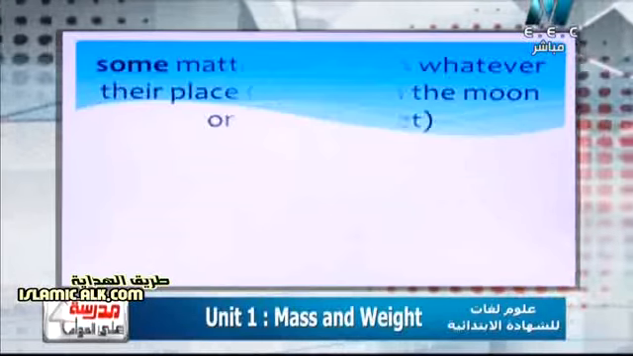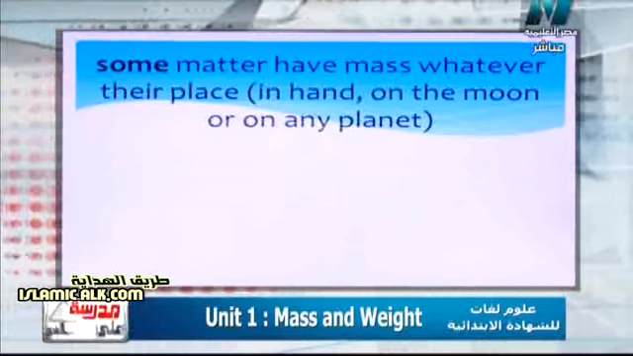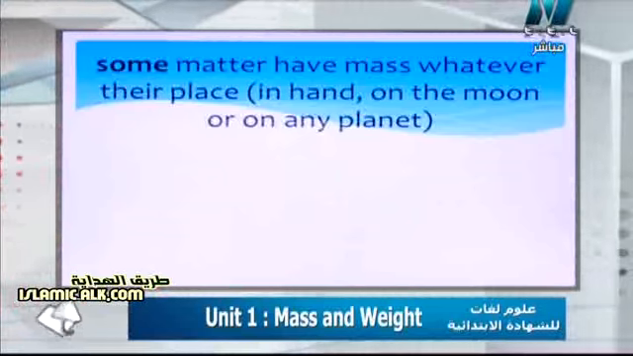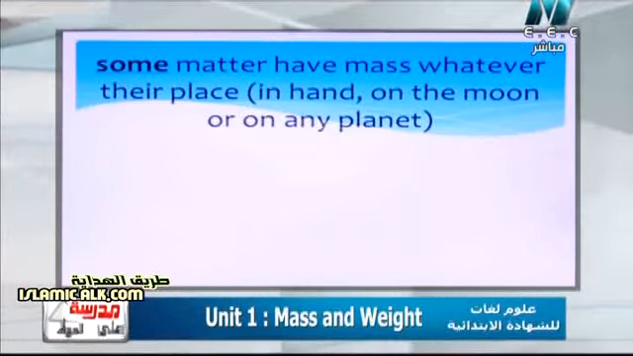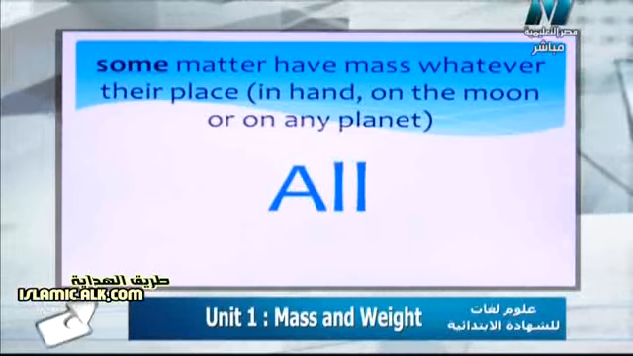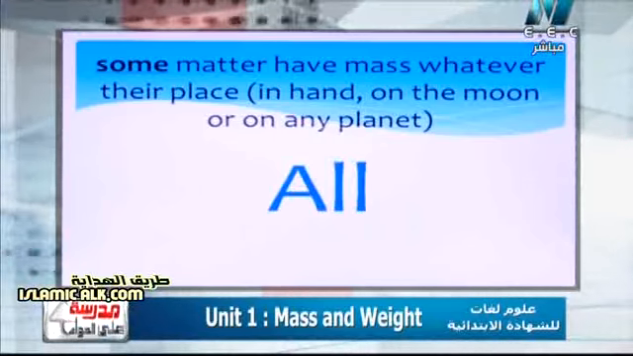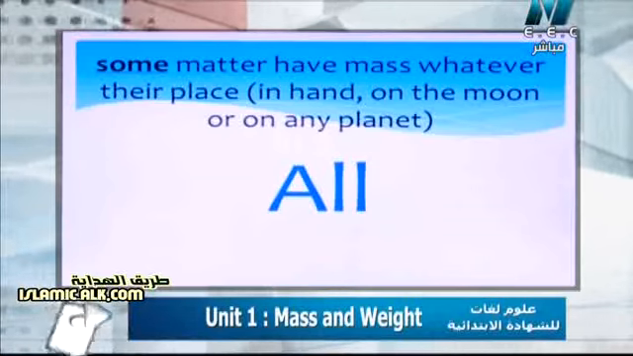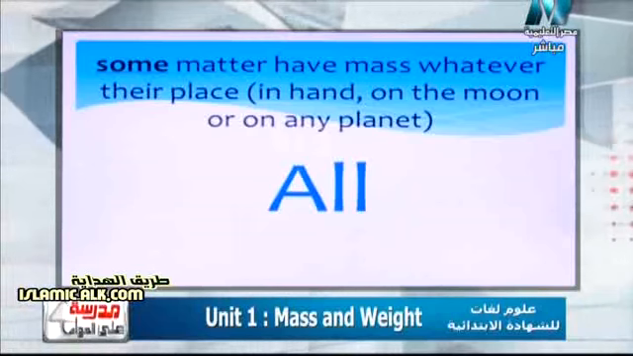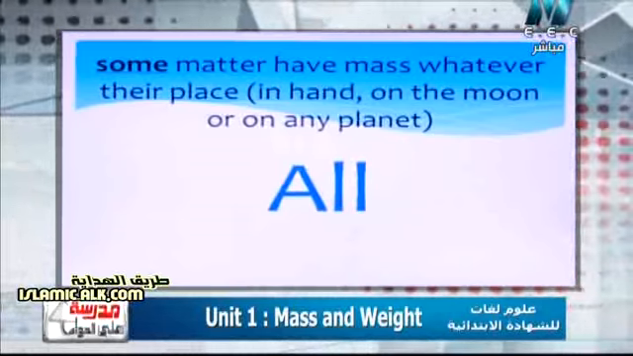Another question. Some matters have mass whatever their place, in hand, on the moon or on any planet. بيقول لي بعض المواد ليها كتلة مهما كان مكانها، معنى كده ان في مواد تانية ملهاش ماس، ملهاش كتلة. Surely wrong، اكيد طبعا غلط. All matters have mass whatever their place, in hand, on the moon, on the earth, on Jupiter, on Uranus, Neptune, Pluto, or any planet or any place in the universe. All matters have mass because mass doesn't change by changing the place of matter.